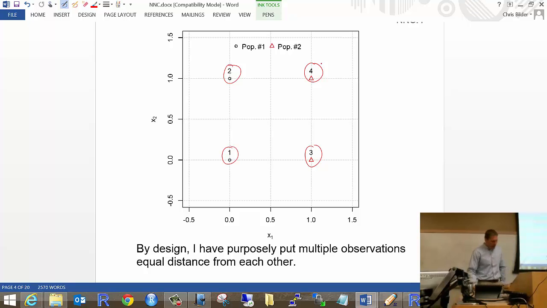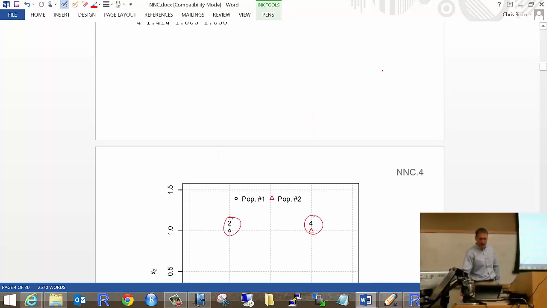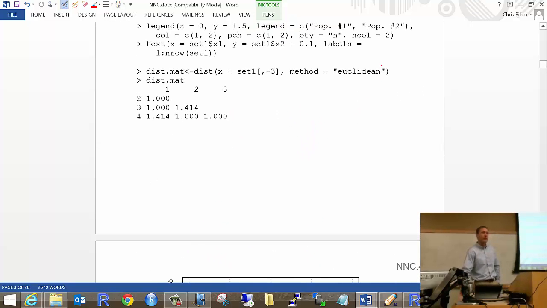Okay. Also, what I did was I actually found the distances. So, again, from the cluster analysis section, remember the dist function itself. And you can see the distance of observation number 1 from observations 2 and 3 is a distance of 1. This is Euclidean distance. We will only use Euclidean distances for this example. We will not standardize.